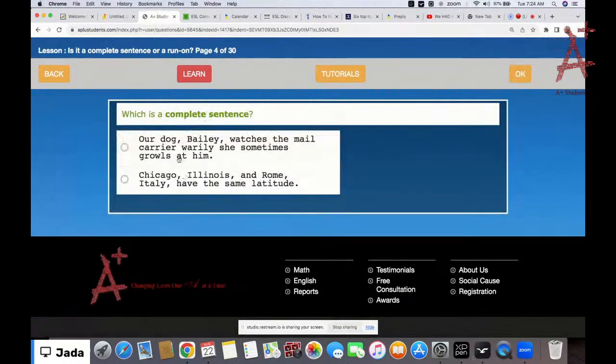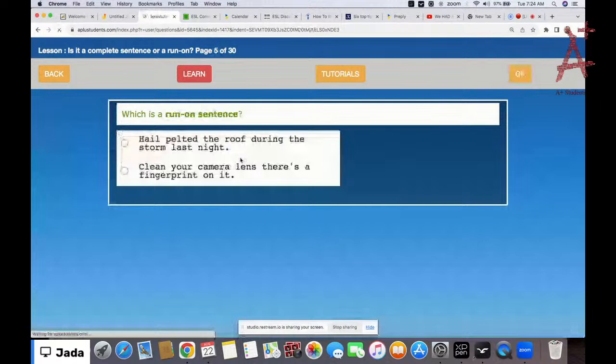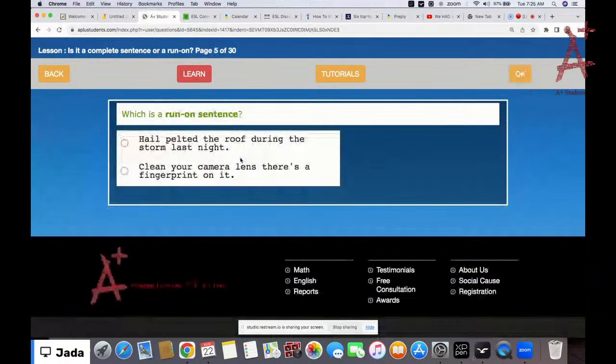Our dog Bailey watches the mail carrier. Rarely she sometimes growls at them. Now, Chicago, business, and Rome really have the same latitude. So what is going to be the answer here now? What if you pick this one or this one? Let's go with the second one. That's the correct one, because the first one has the part that says she. It's supposed to be separated, but it was all joined together.